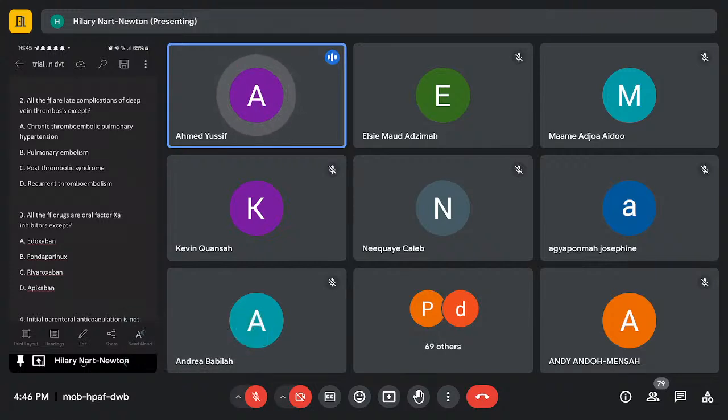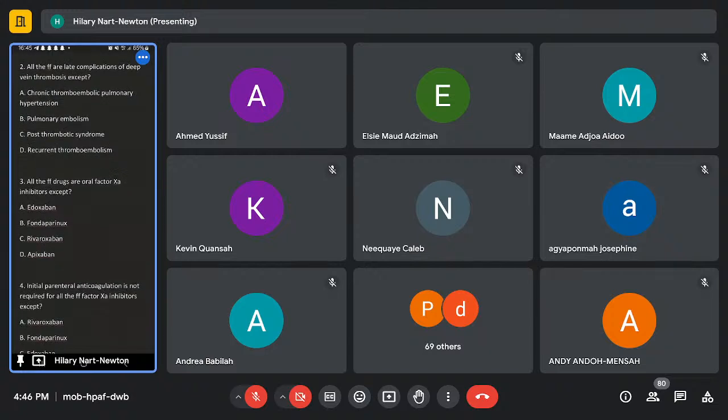So when you have DVT, what you are afraid of is the immediate complication of pulmonary embolism. So all of them are late complications. But in terms of the one which is an early complication you're afraid of, that's pulmonary embolism. So the rest are late complications, but pulmonary embolism is an early complication.